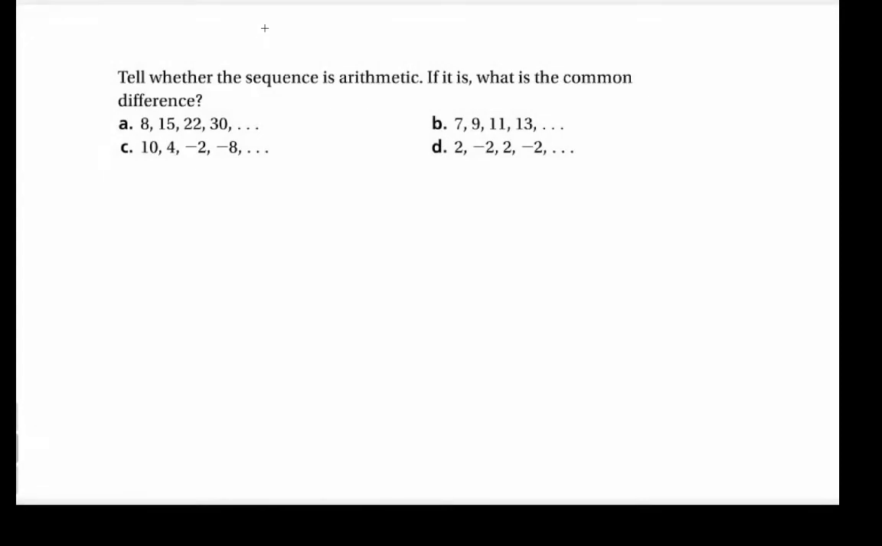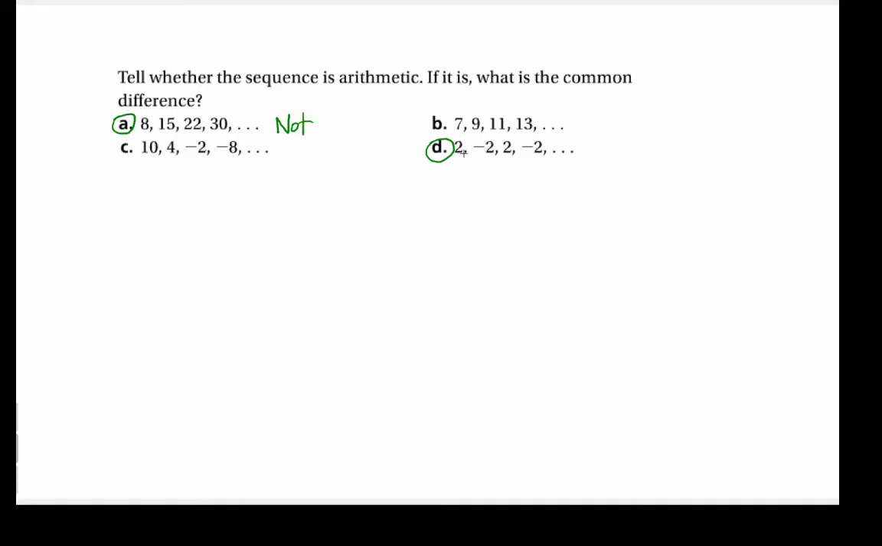So tell whether the sequences are arithmetic. Let's take a look at A and D. In A, our sequence is 8, 15, 22, and 30. Okay, so in part A, from 8 to 15, we have a difference of 7. 15 to 22, we have a difference of 7. 22 to 30, we have a difference of 8. So this is not arithmetic.